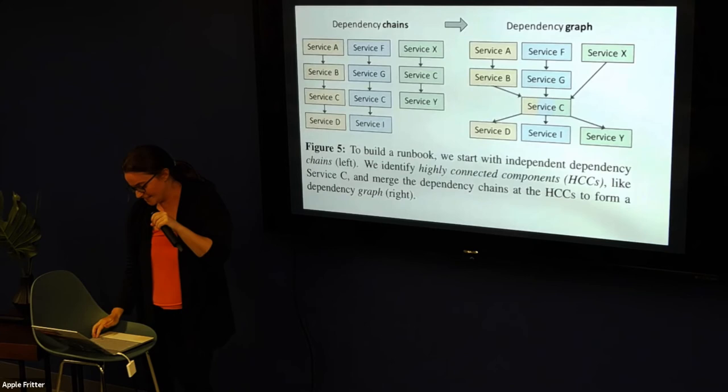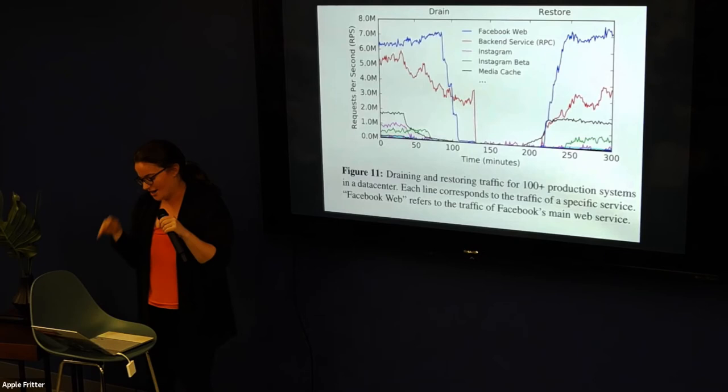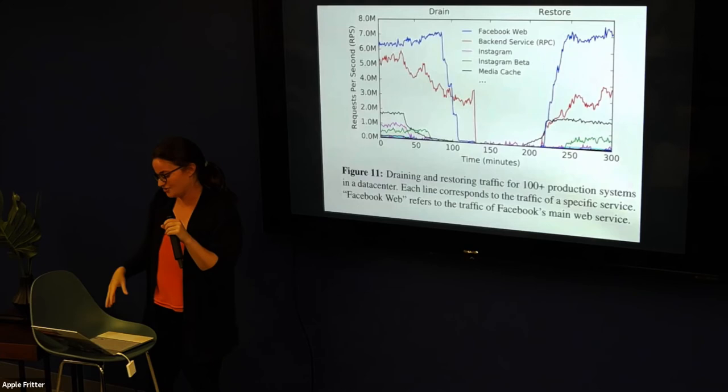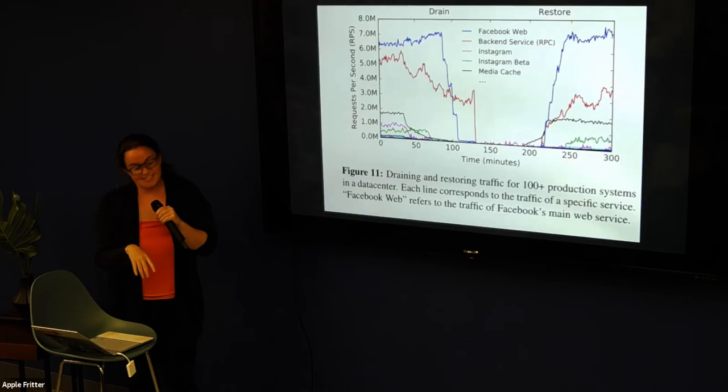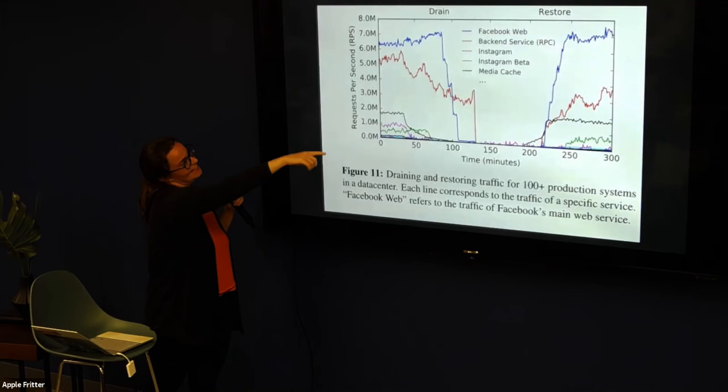So there's a lot more charts in the paper when it comes to actually looking at how they drain and restore traffic. But I thought this one was interesting. So this is the time of draining the nodes and then restoring it. And you can see how the traffic moves.